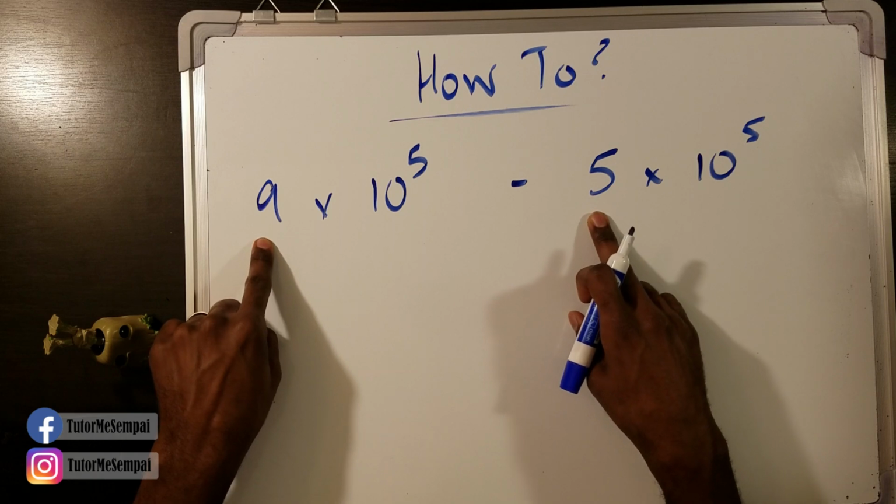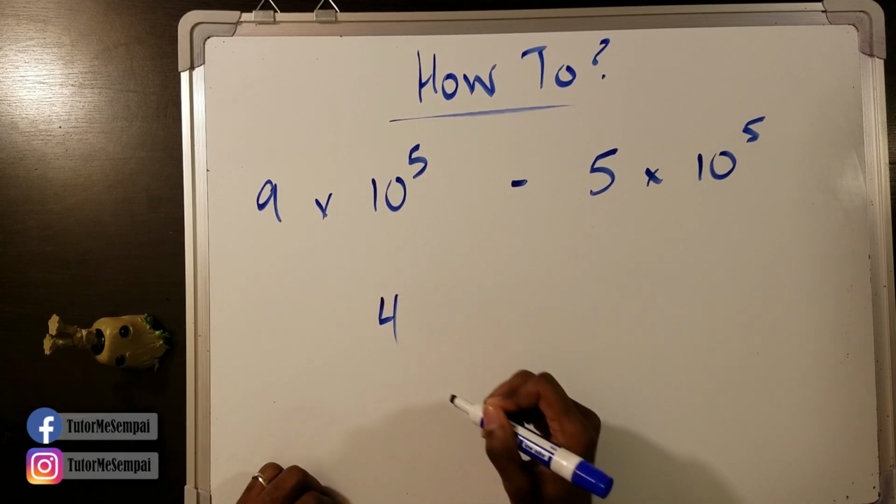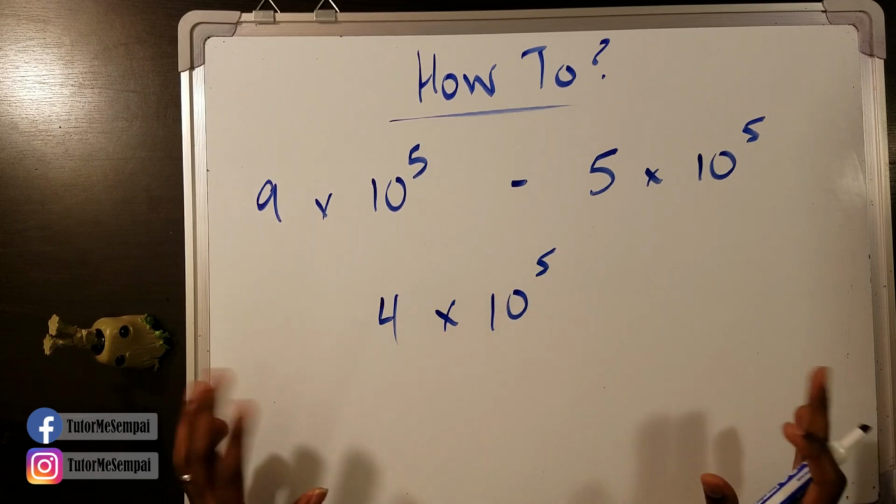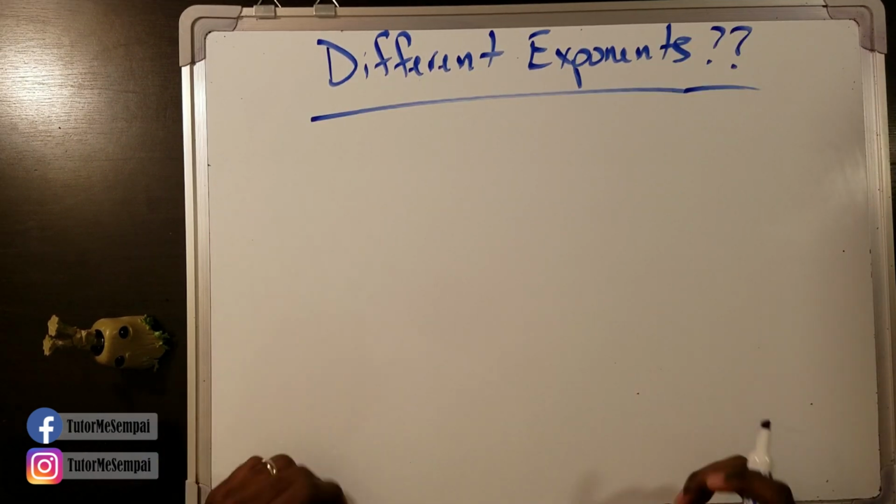So 9 minus 5 gives us a 4. We bring down the times 10 to the 5th. That's all you have to do. Now what happens when you have different exponents?